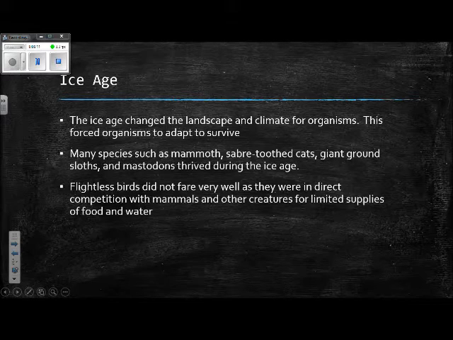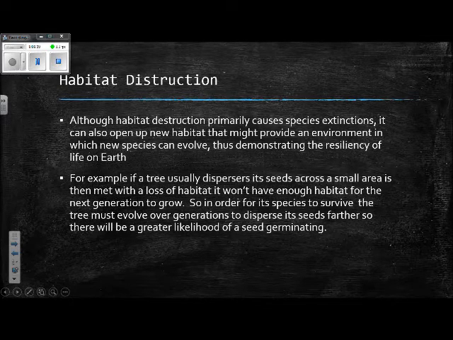Flightless birds did not fare so well as they were in direct competition with the mammals and other creatures for limited supplies of food and water, right? If you put a saber-toothed tiger, say, up against a chicken for food, the saber-toothed tiger is probably going to win. Might eat the chicken too. Whereas birds that could fly were able to get a different food source than the flightless birds, so they maybe survived a little better and adapted a little better.